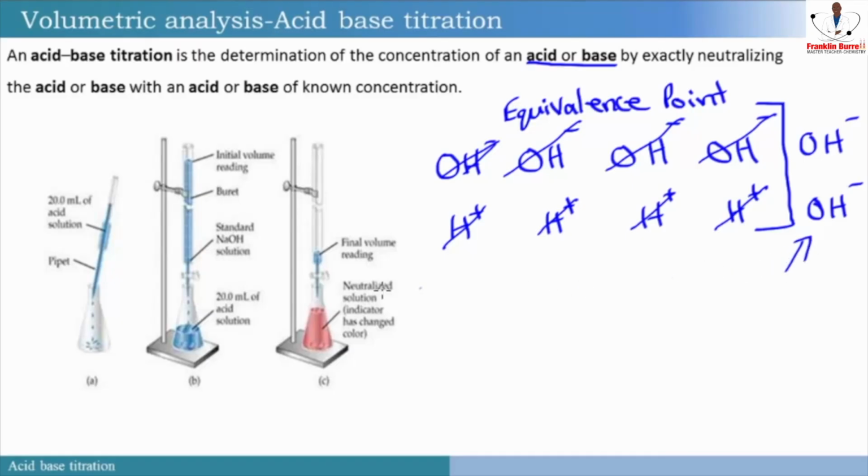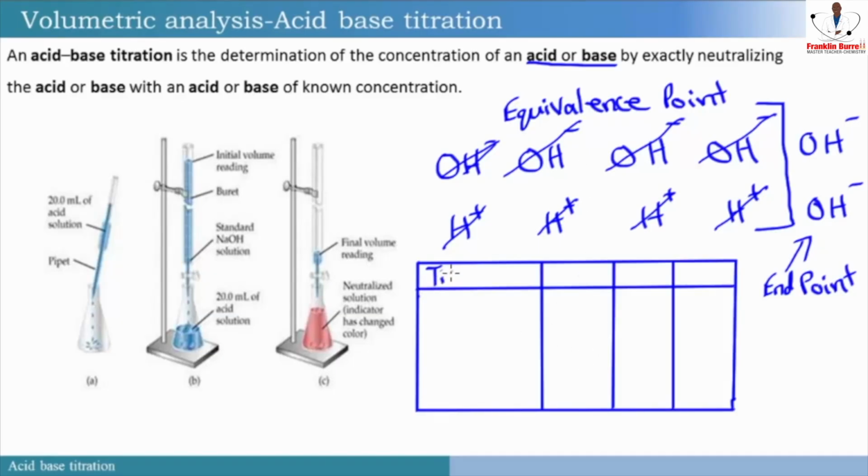So the color now would change from being colorless to pink. This is called the end point, the point at which a color change is observed. I would now stop running my solution from my burette and take down that value. So, what would I do with that value? That value we would put in a table, and that table would consist of titration 1, titration 2, titration 3.